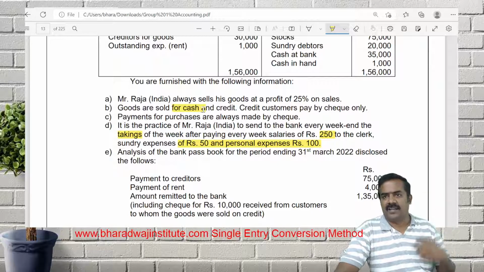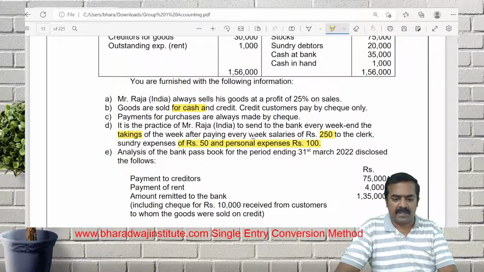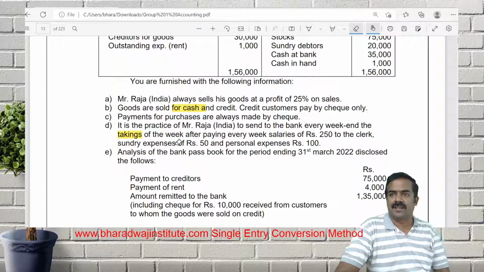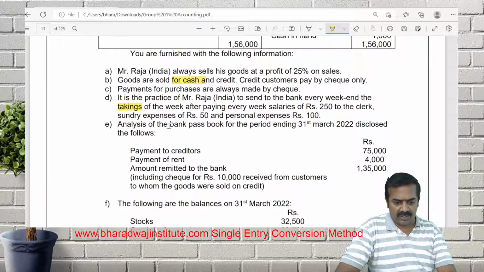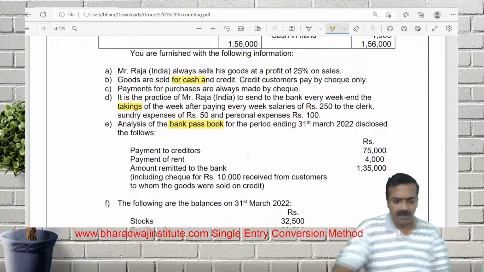Whatever is the cash collected, they spend. How much do they spend? Weekly salary 250, sundry expenses how much? 50, and personal expense, meaning drawings, 100. After spending this, the balance money is deposited in the bank. Then analysis of the bank passbook is given to us.